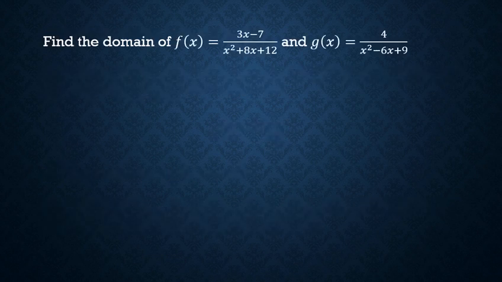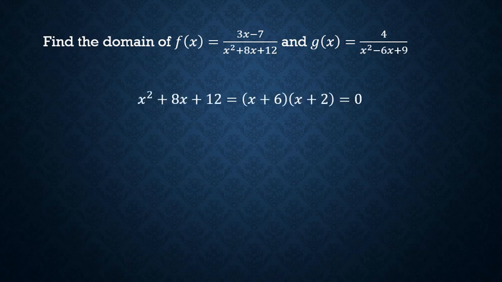So find the domain of these two functions here: 3x minus 7 divided by x squared plus 8x plus 12, and then after that, 4 divided by x squared minus 6x plus 9. So we'll work with the first one here. We are going to take that bottom and set it equal to 0 and solve for x. So to do that, we need to factor it.